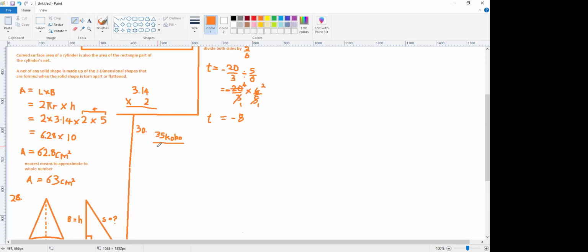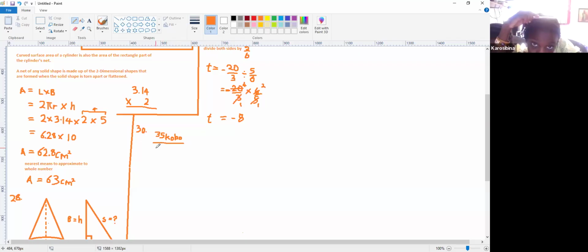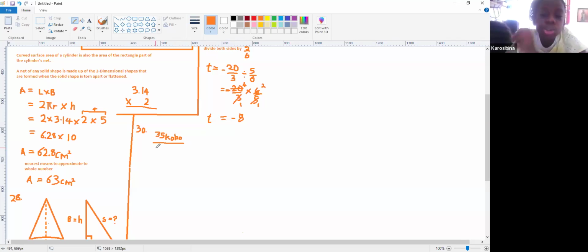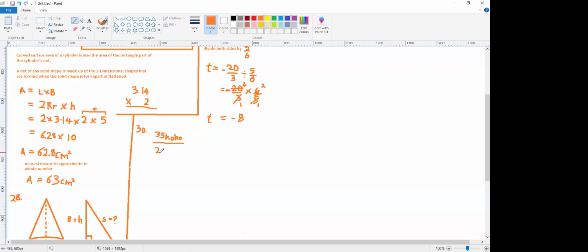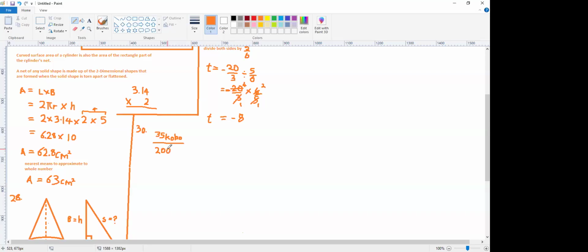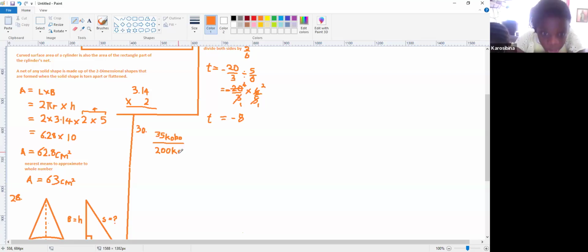And then 2 will be the denominator. Now we cannot have different units, so we have to change naira to kobo. So 2 naira is what in kobo? 200 kobo. So we have 35 kobo over what? 200 kobo. Yes, sir.